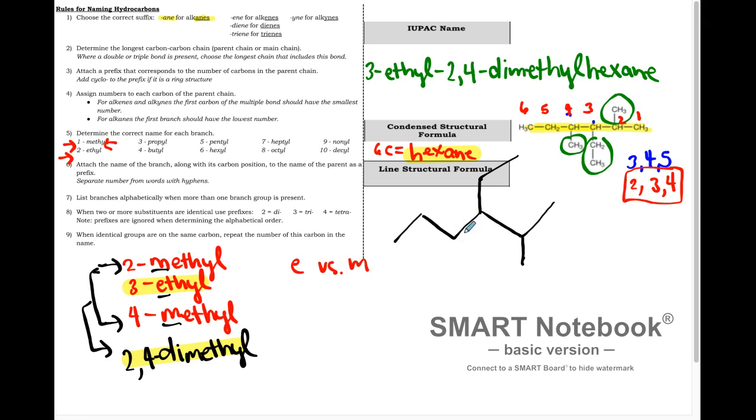At the fourth carbon position along your main chain, you have 1 carbon, a methyl group. So we're just going to draw it down here. This is still going to be your main chain. 1, 2, 3, 4, 5, 6. You just have 3 substituents coming off of the main chain.